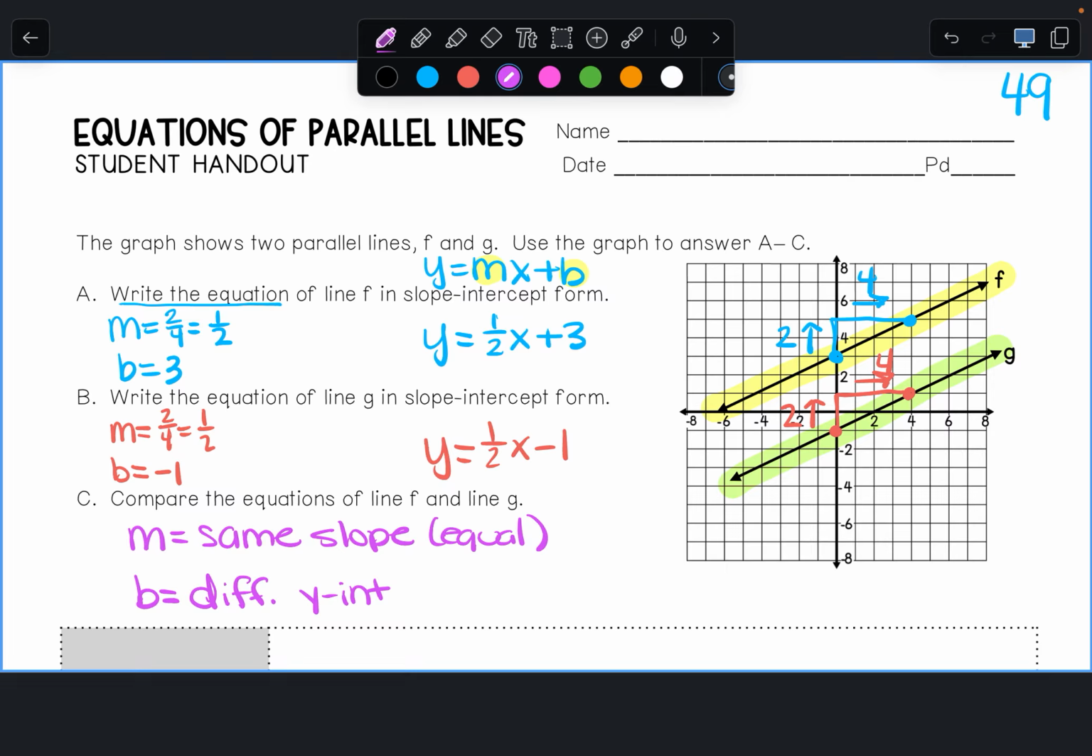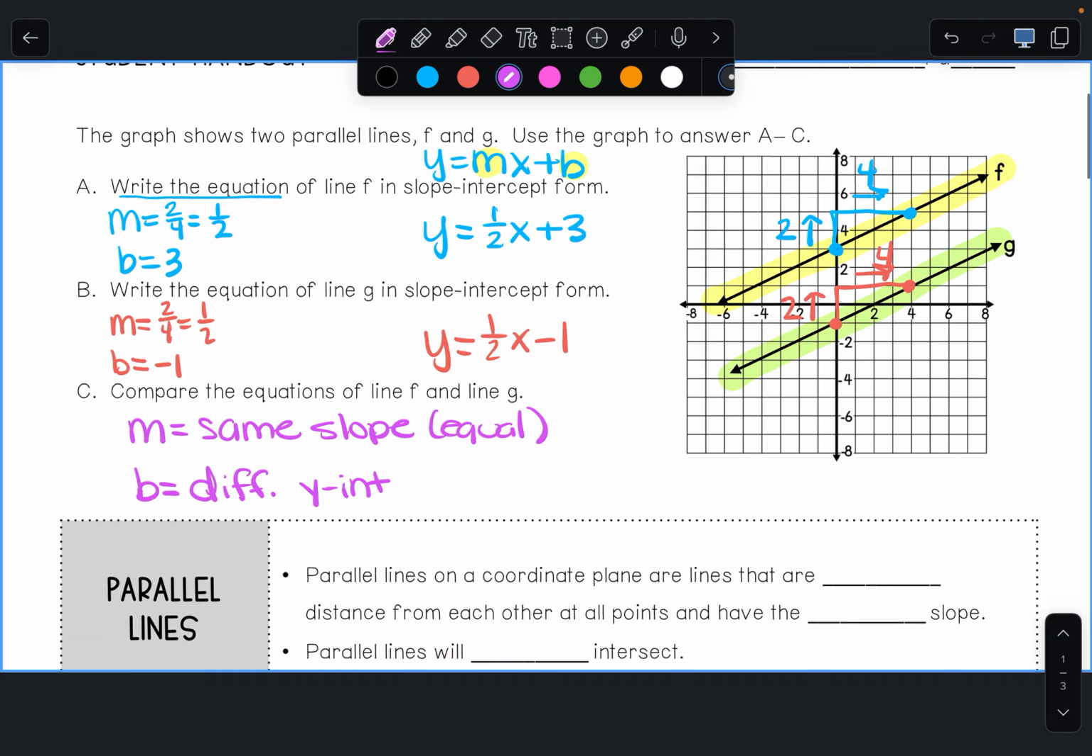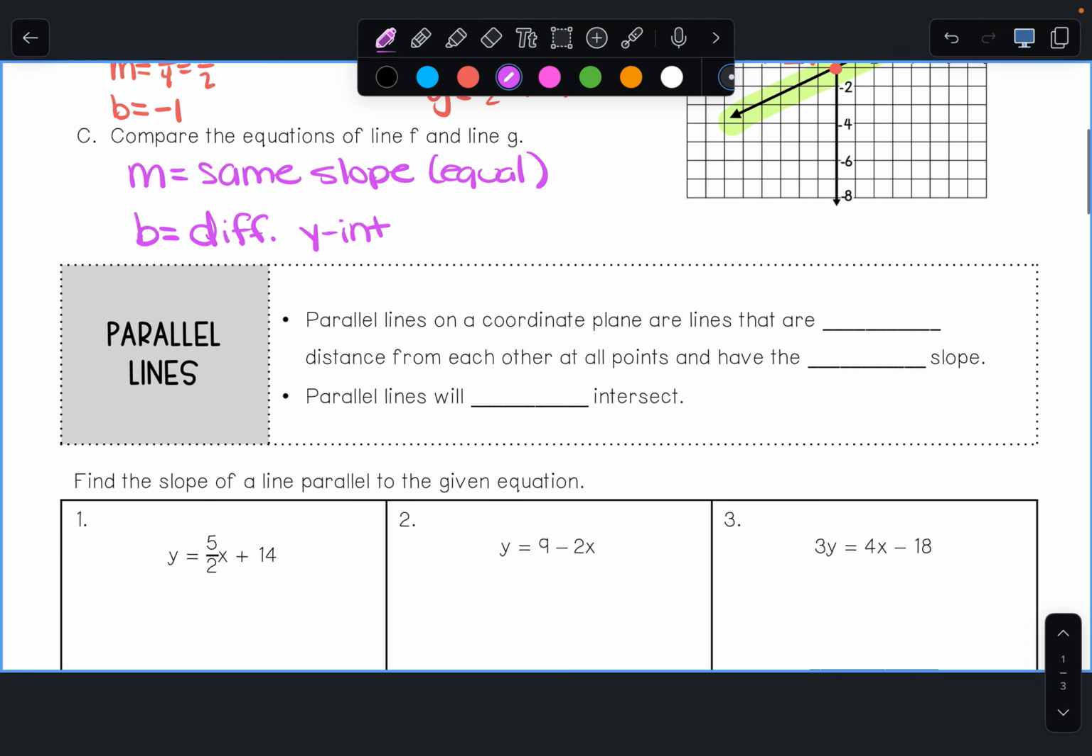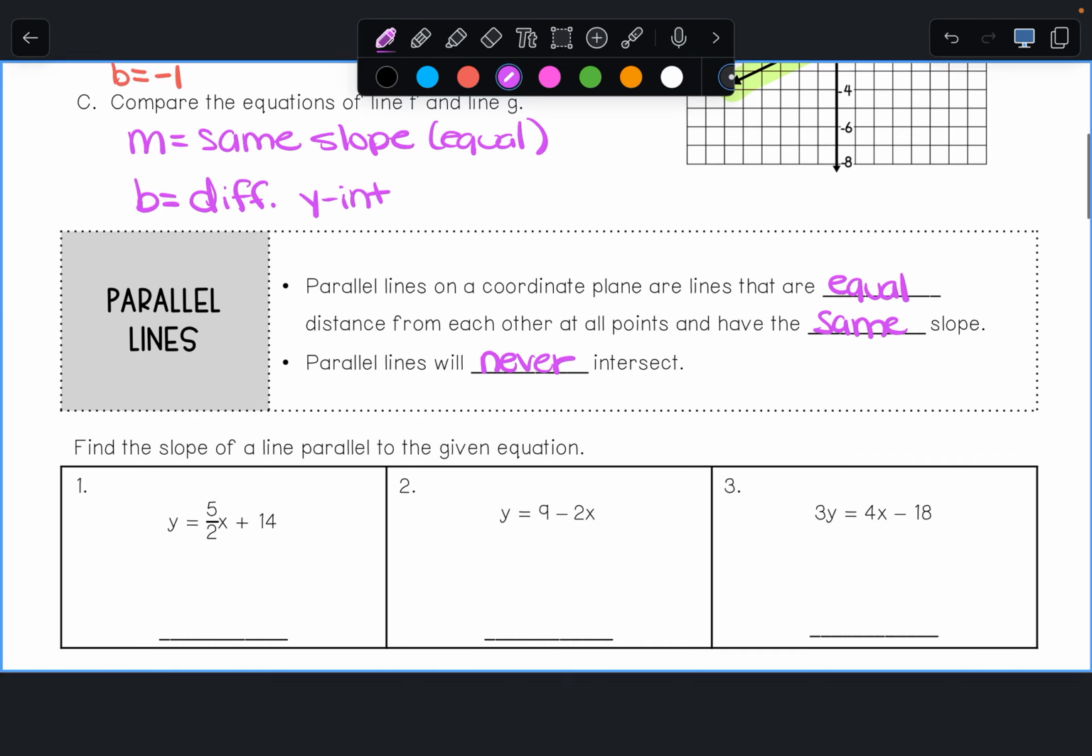They're always going to have the same slope? Correct. Parallel lines have the same slope, and because they have the same slope, that is why they do not touch. Before coming into class today, the one piece of information you should have known about parallel lines is they don't touch, they don't cross, they don't intersect. Why? Because they have the same slope. Parallel lines on a coordinate plane are lines that are equal distance from each other at all points, and they have the same slope. Parallel lines will never intersect, meaning they'll never cross, they'll never touch. So, same slope, don't touch.